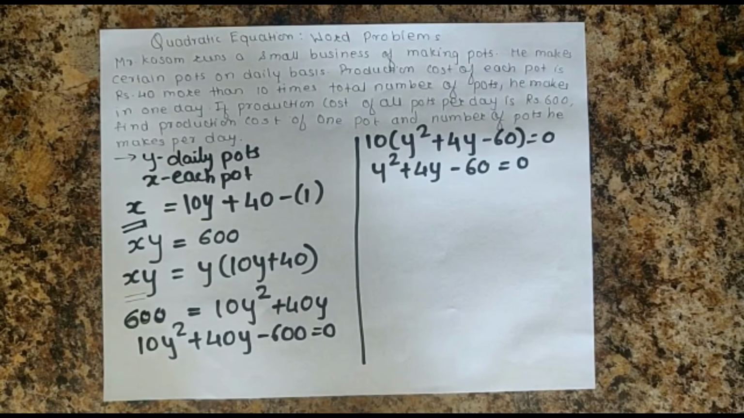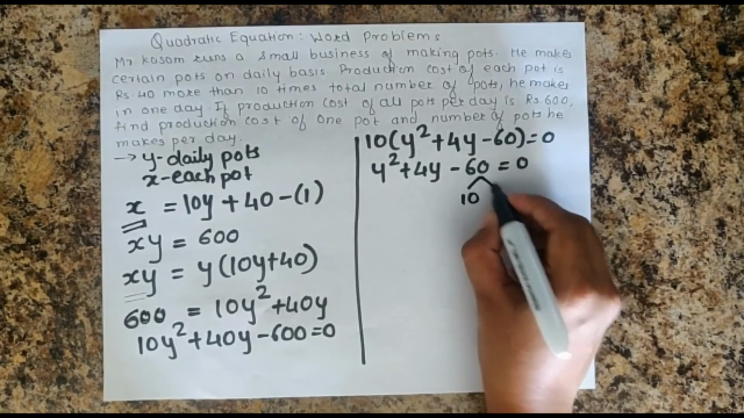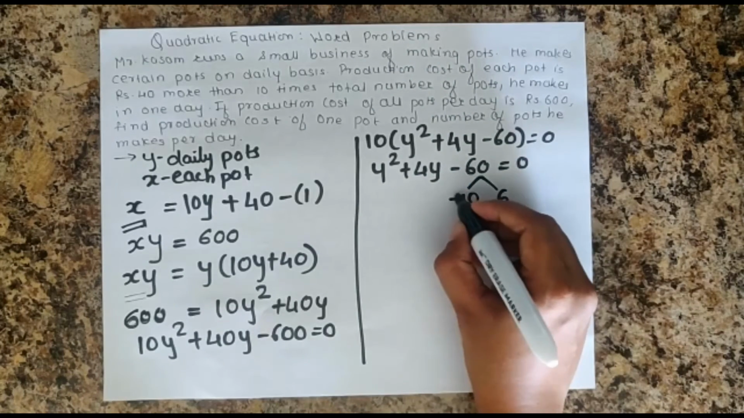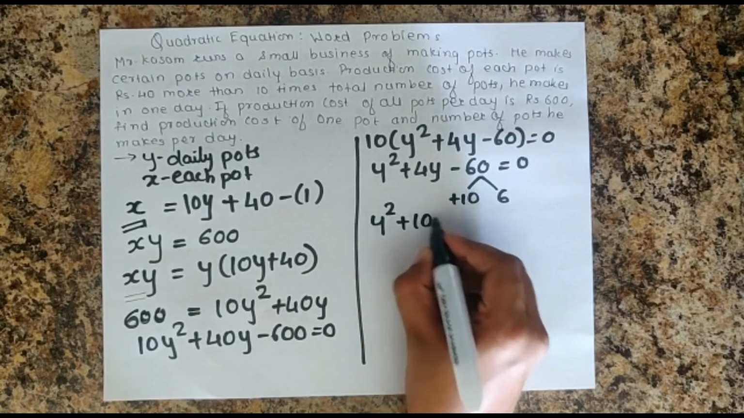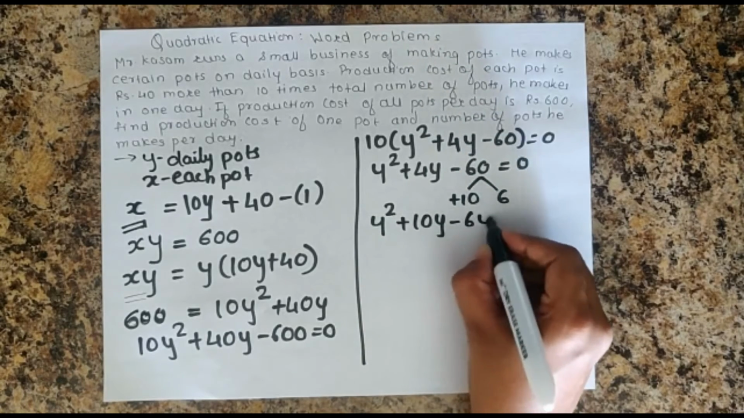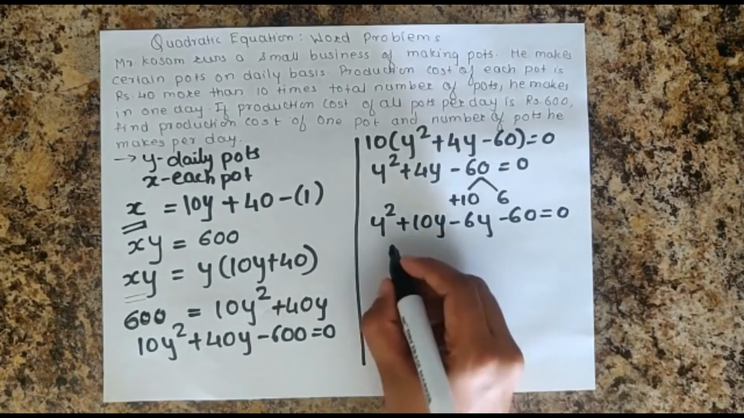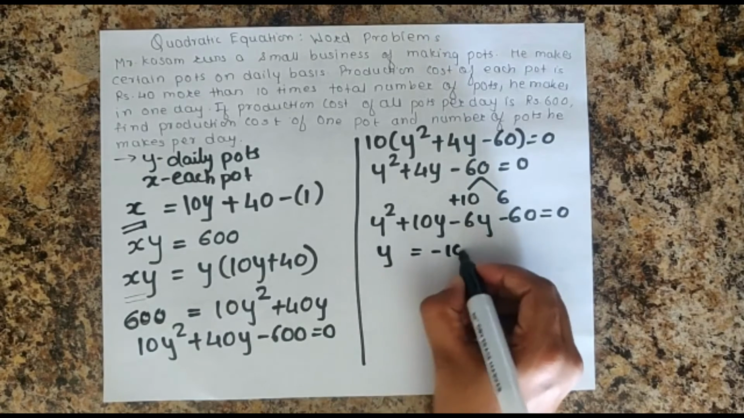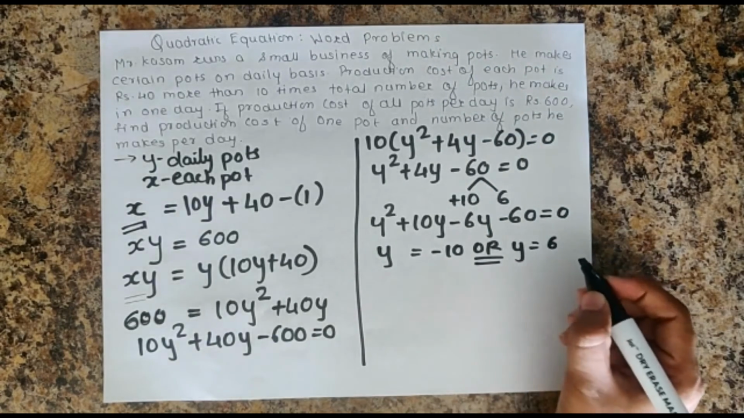Now, we'll find two numbers whose multiplication is minus 60 and addition is plus 4. So, we have those numbers as 10 and 6. Bigger number has positive sign. So, the factors become y square plus 10y minus 6y minus 60 equal to 0. After solving this, we get the value of y as minus 10 or y equal to 6.